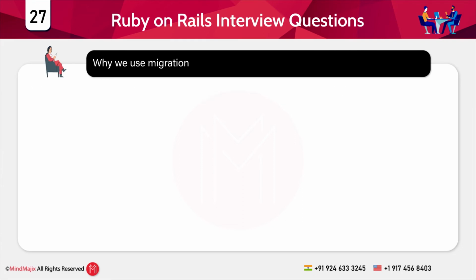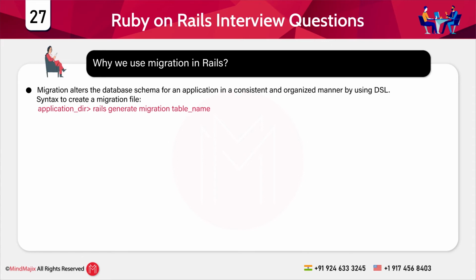Why do we use migration in Rails? Migration alters the database schema for an application in a consistent and organized manner by using the DSL. The syntax is rails generate migration table name.